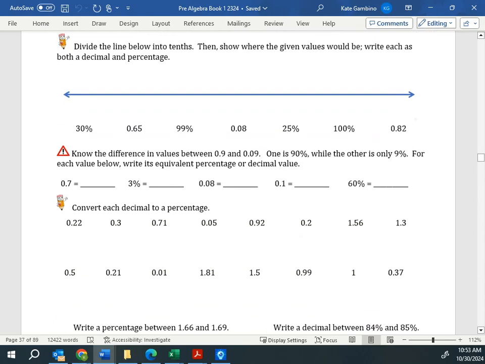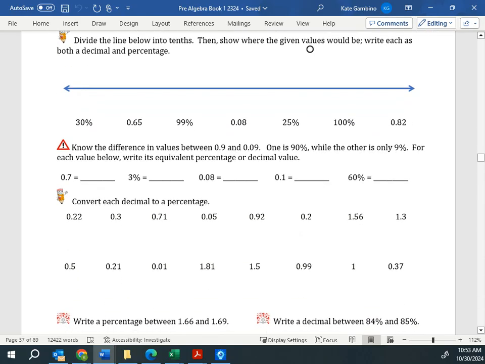So, let's look at our line. We're going to divide it into tenths, then show where the given values would be. And we're going to write each as both a decimal and a percentage. So we're going to start on this end with the 0. And this end would be 1 whole. So we have the 0 and the 1 whole. Above the 0 is going to be what percentage? 0%. Above the 1 whole, what percentage? Go ahead and say it.